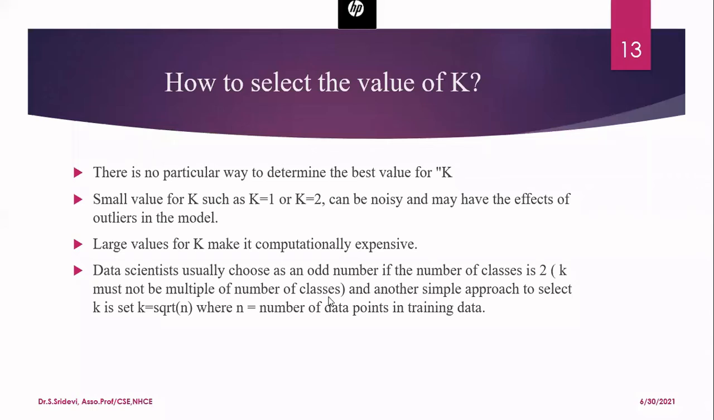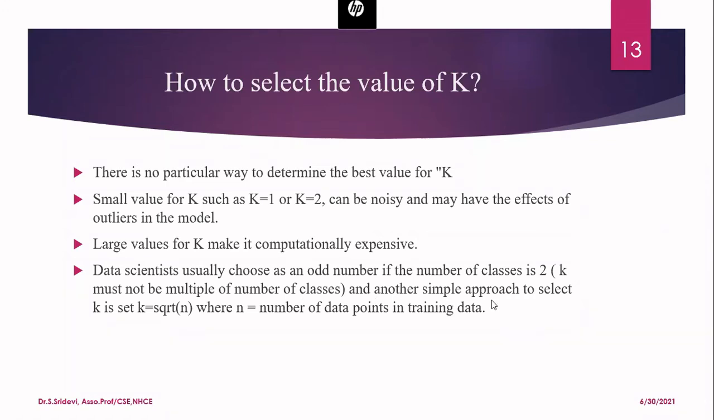Suppose I want to predict the iris data set. We have seen that in the case of the iris data set, we have 3 different classes in the output. So in that case, the number of classes is equal to 3. So don't select K as a multiple of 3. Don't select K as 3 or 6 or 9, 12 and so on. Select the other values. So that is one trend followed.